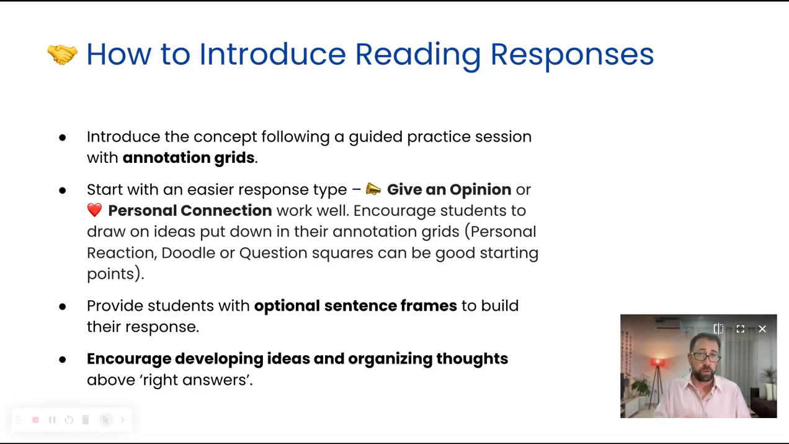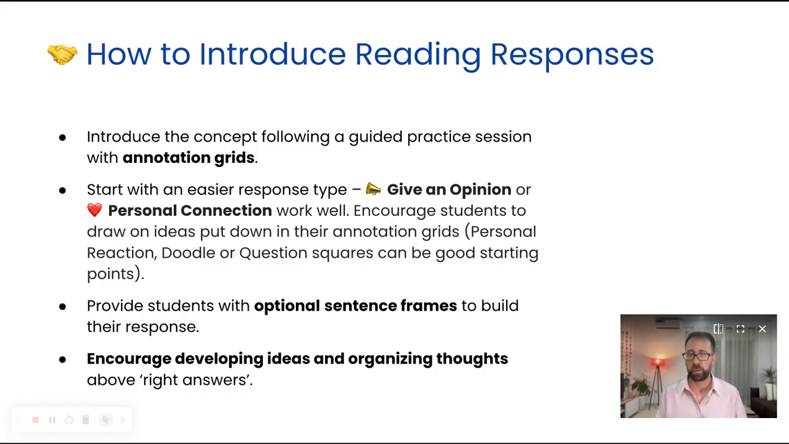When I first introduce reading responses then, I'll say, let's look at your annotation grids, and here's our main reading response for this week. We're going to give an opinion on chapter 4, or we're going to write about a personal connection from chapters 1 through 3, or whatever it is, wherever we're at. I'll encourage students to draw on the ideas that they've put in their annotation grids. So again, I might ask them, look specifically, what did you write down for personal reaction? What did you doodle? What question did you come up with? And have them develop their own prompt in conjunction with a prompt that I might provide them.